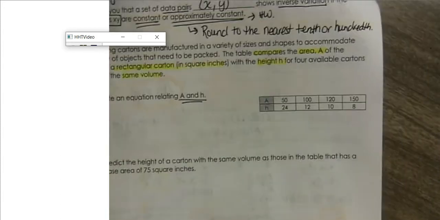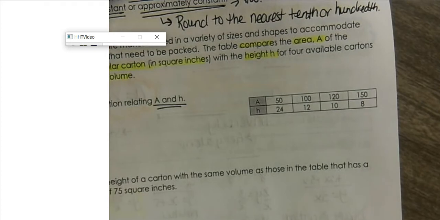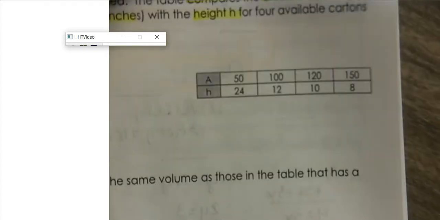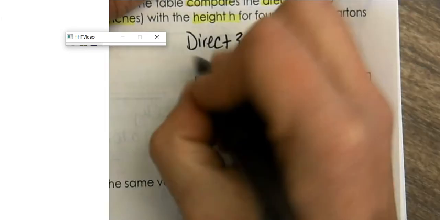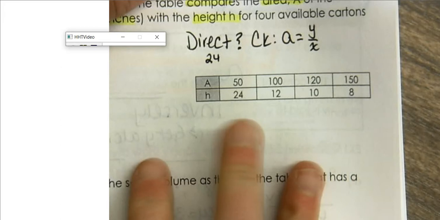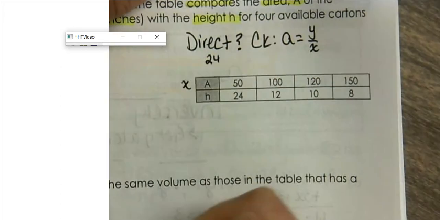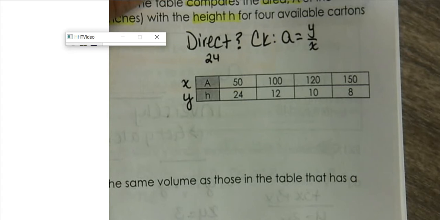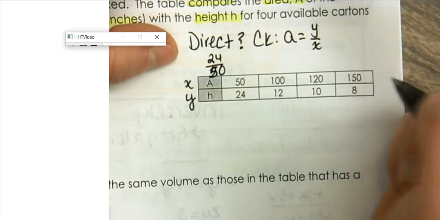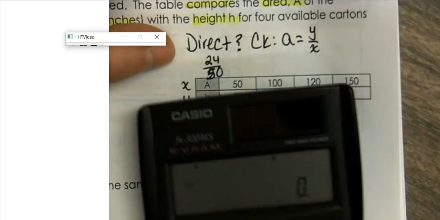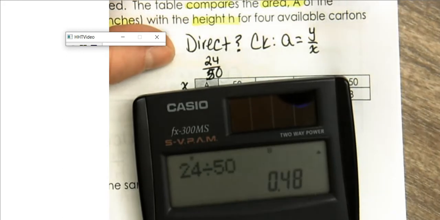So just like we did before, we need to verify: is this direct variation or inverse variation? So I'm going to check direct variation. If this is a direct variation, that means I need to verify that A is equal to y divided by x every single time. So let's go ahead and check. If you view this table as our A values being like our x's and our H values being like our y's because of the position that they're in, I'm going to go 24 divided by 50. And 24 divided by 50, according to my calculator, is equal to 0.48.